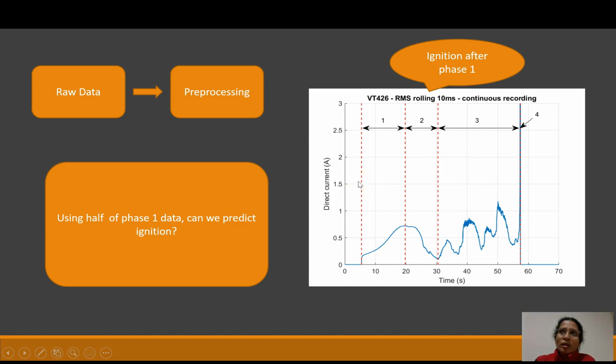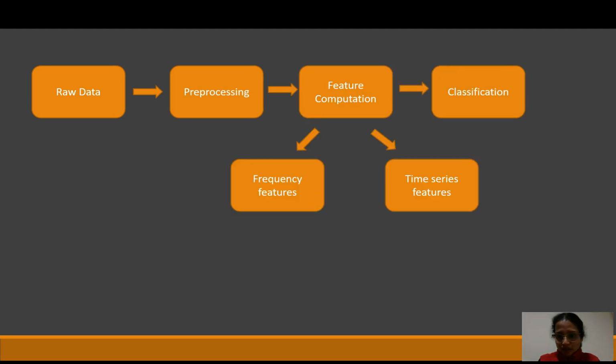So the question that we looked at was using phase 1 data, actually using half of the phase 1 data. So we're looking at that point there, somewhere between, so if this is 20 and it starts around 5-ish, somewhere between there, we start the data from here to here, and then can we say if it ignites or not, using half of the phase 1 data. That was the question that we asked.